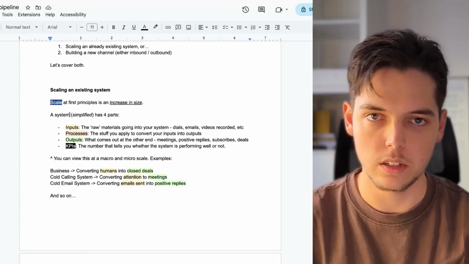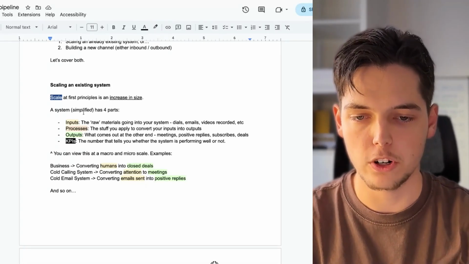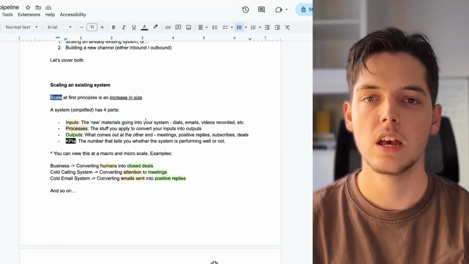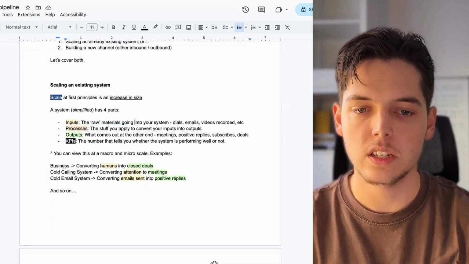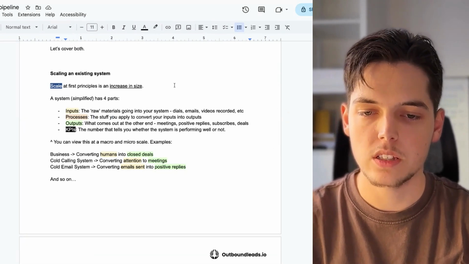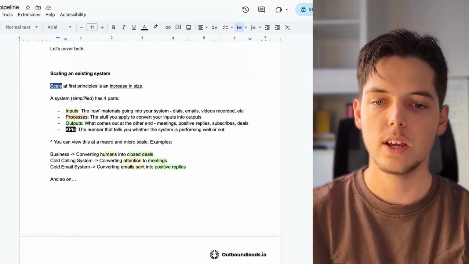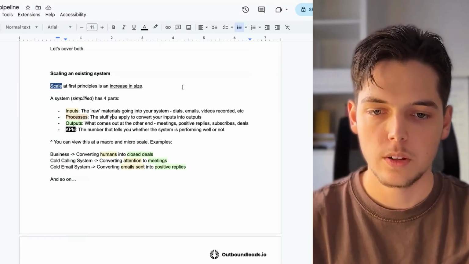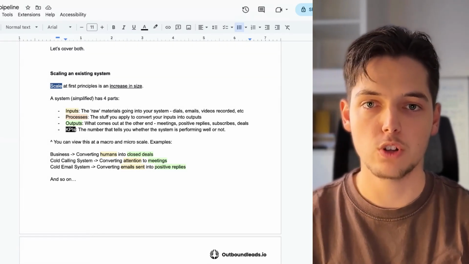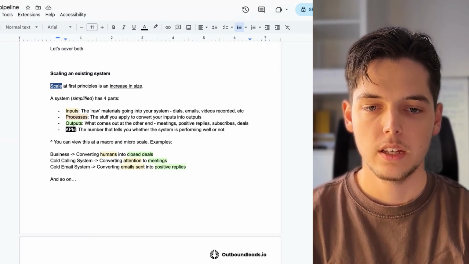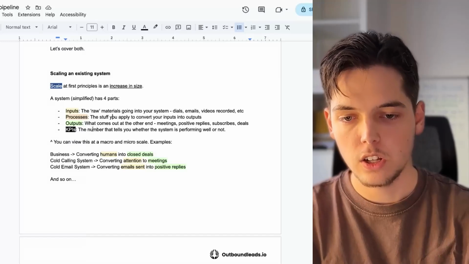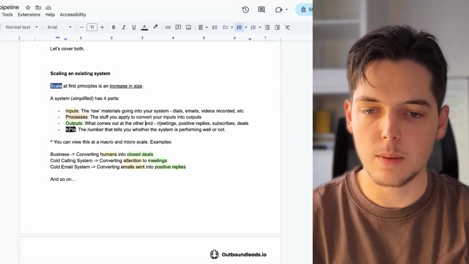A system, in simplified terms, has four parts. We have inputs, which are the raw materials going into your system. So this is things you actually do: dials, emails sent, videos recorded, stuff like that. Then you have processes, which is the stuff you apply to those inputs to convert them into outputs. Those are scripts, SOPs, steps you follow, software you use. You do dials as an input and you use a script for that dial to get the outputs, which is what comes out at the other end.